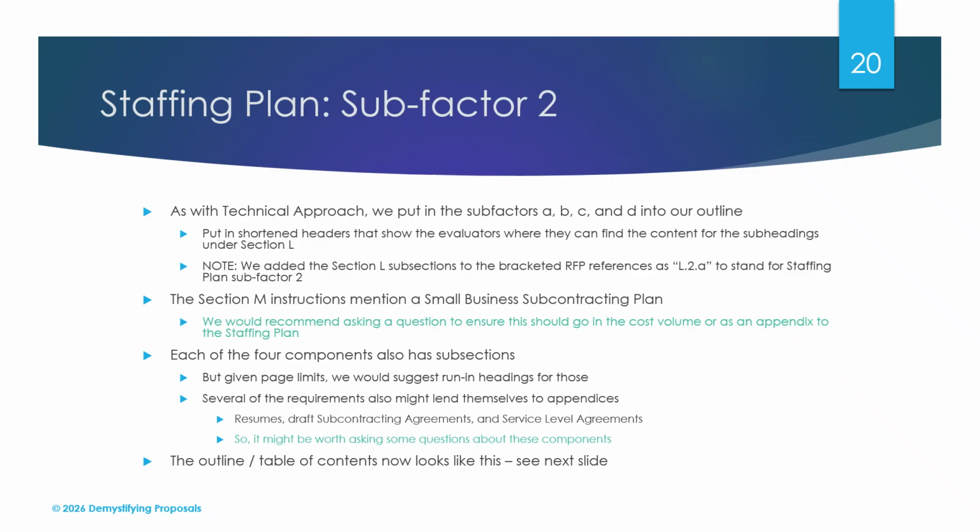And again, make the question reference the cost volume, because the small business subcontracting plan will have numbers and costs associated with it. How much of a percentage are you planning to give? And then based on the value of the whole project, how much would that actually be in revenue to those companies? And usually that makes it a requirement that it go in the cost volume. So you could ask the question in that way.